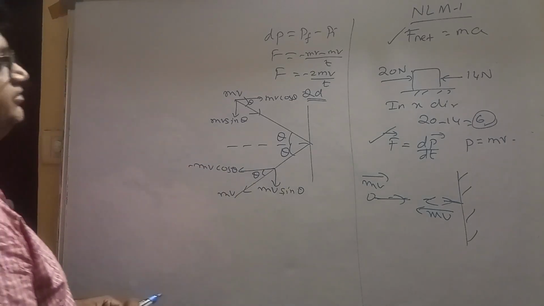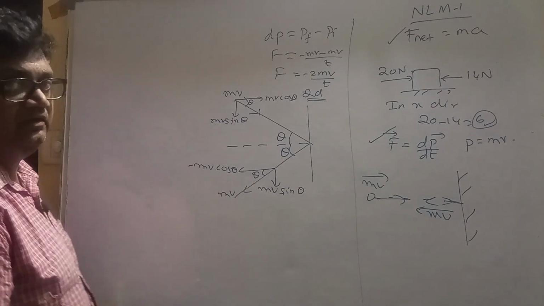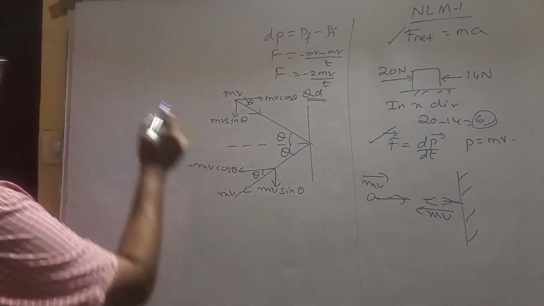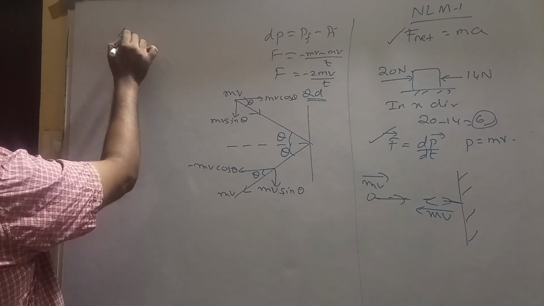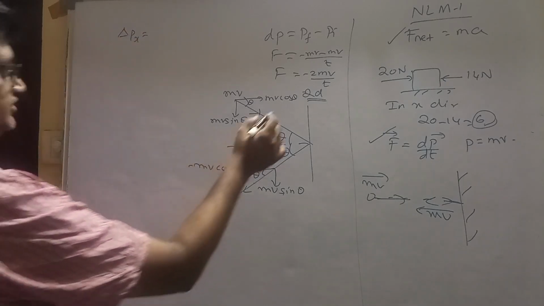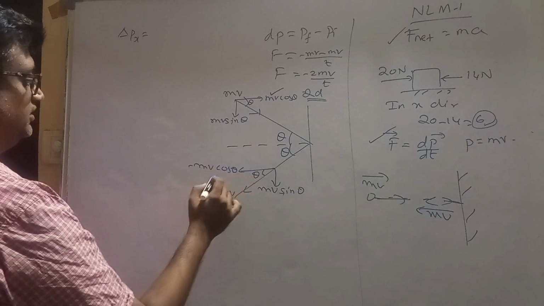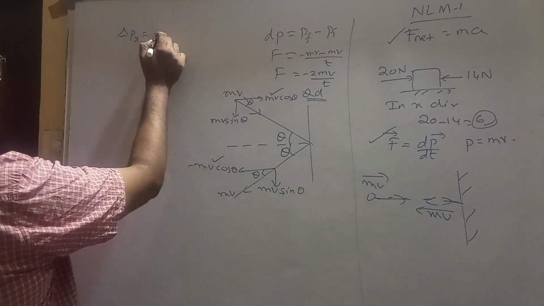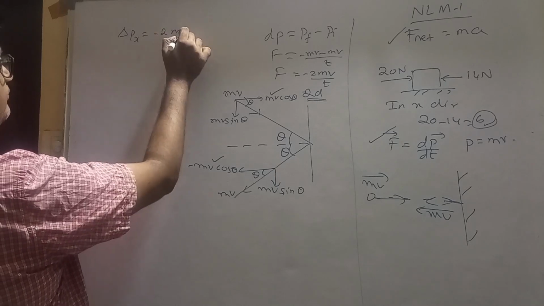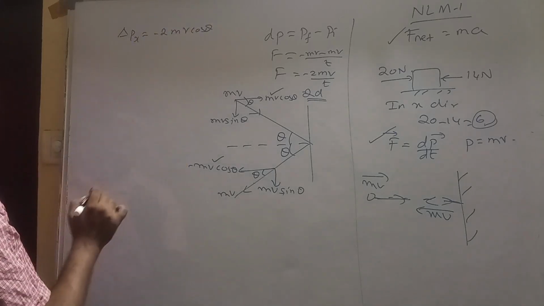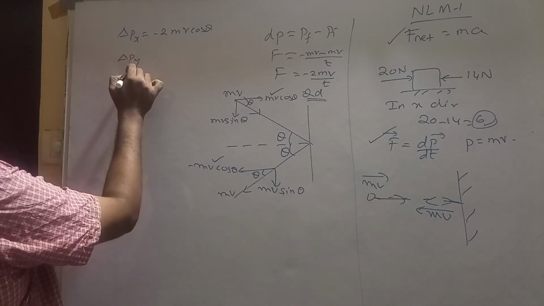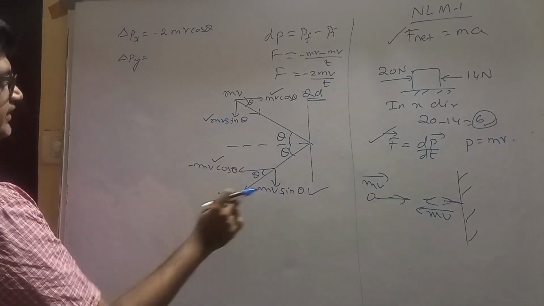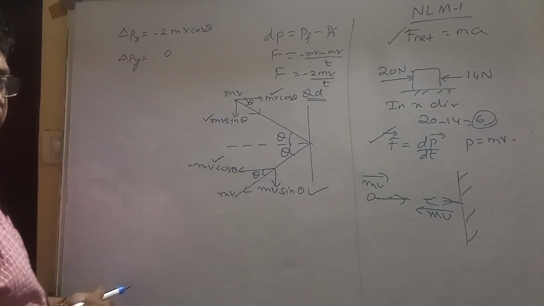When finding the change in momentum, we have to find it in each direction. Let us find the change in momentum in the px direction, with this as the initial and this as the final. As argued in the previous case, you will get minus 2 mv cos theta. Now let us find the change in momentum in the y direction. Both are in the same direction, initial and final, so delta py will be equal to 0.